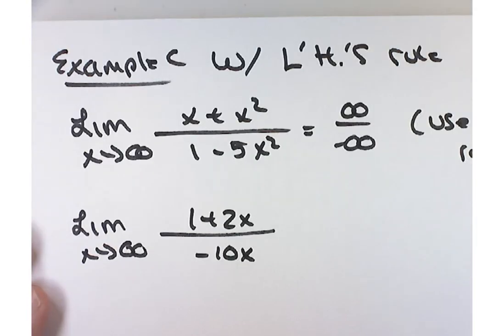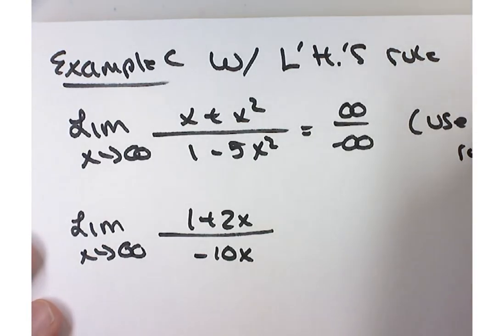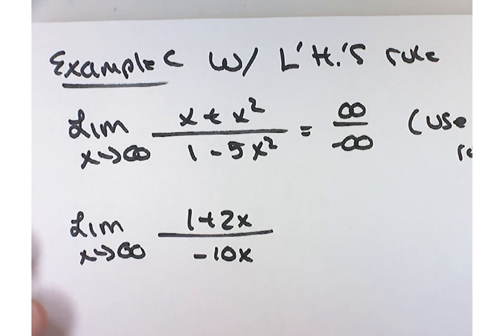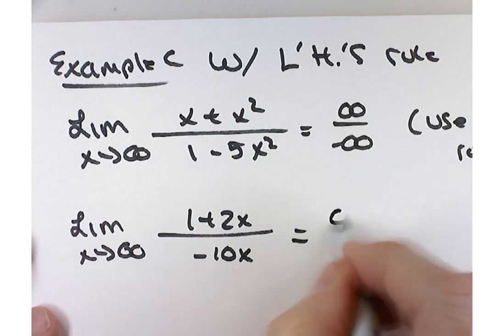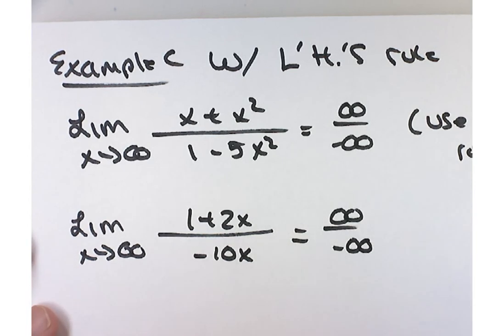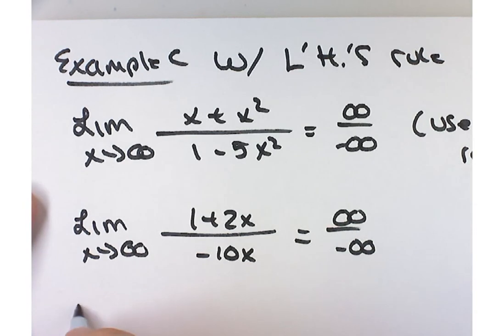And then the next thing we try is plugging in the limit again. And the limit again gives us infinity over negative infinity. So, wow, we didn't get anywhere, did we? We can do it again. So this is something cool about L'Hopital's rule. All right, it didn't work the first time. Let's try it again. Just keep going until it works.